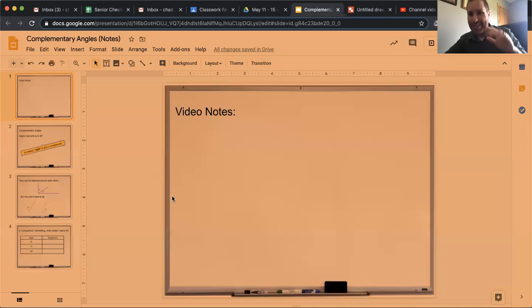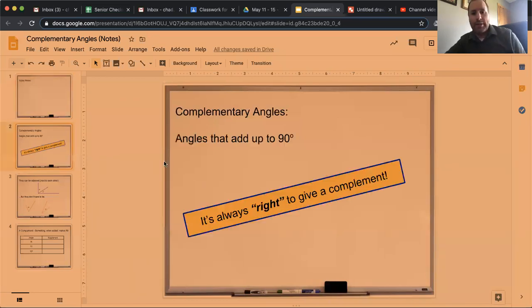Today we're going to be working a little more with angles. Yesterday you looked at some stuff with supplementary angles. They add up to 180 degrees. And today you're going to be working with complementary angles. So complementary angles add up to be 90 degrees, or in other words, they make a right angle when you do that. So complementary angles, they add up to 90 degrees.